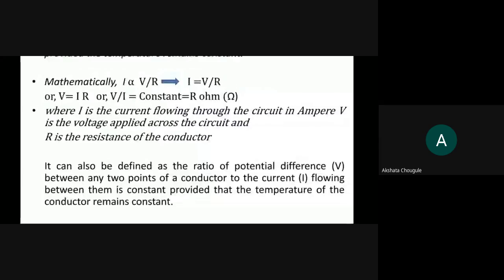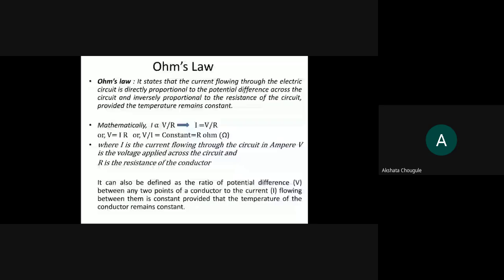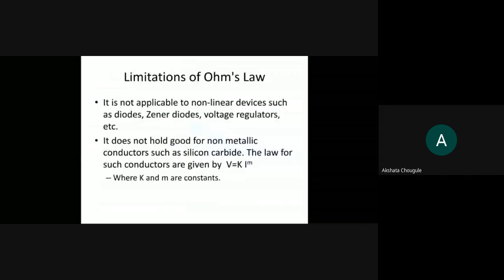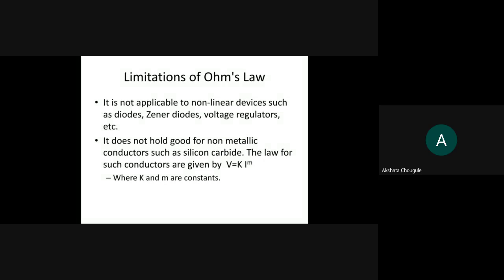Now, something which is not defined in Ohm's law. Here it is stated that the potential difference is across two points in a conductor. So if it is a non-conductor, Ohm's law will not be applied. So we go to the limitations of Ohm's law. The first is that it is not applicable to non-linear devices like diodes, Zener diodes, voltage regulators, etc. What are these non-linear devices?